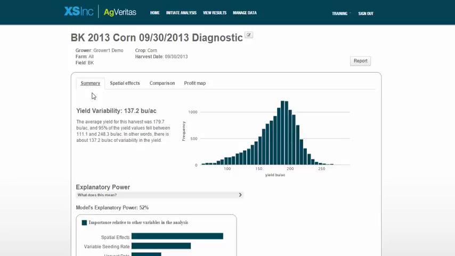So starting at the top of the page here, it looks like the average yield was about 180 bushels an acre for this harvest, with about 137 bushels an acre of yield variability, which you can see in the histogram on the right here, where each one of these bars shows you the number of yield points that fell in that bushel per acre range. So you can see that we're looking at each individual yield point in the analysis.